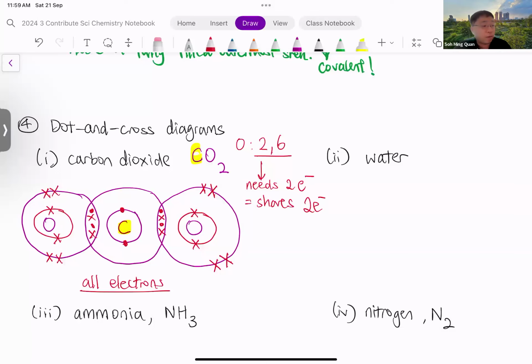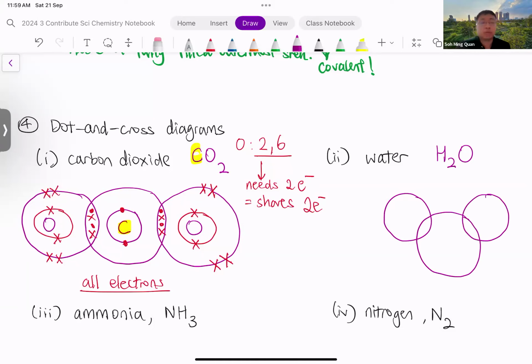Now let's move on to the next one, which is water. Water is H2O. I'm sure you're familiar with this. But based on the chemical formula, you can tell H2O means it has 2 H, 1 O. So how do you draw the dot and cross? Again, you know that the shells must overlap, right? The shells must overlap because it's covalent bonding between nonmetals, sharing of electrons.